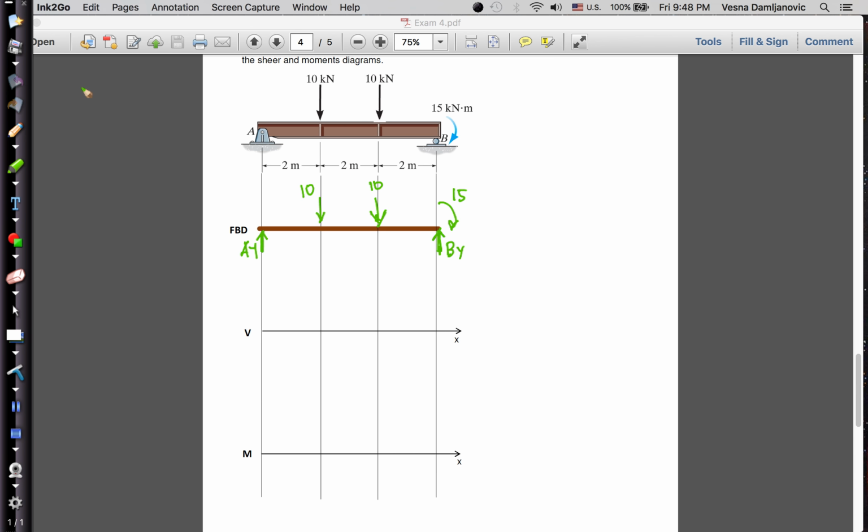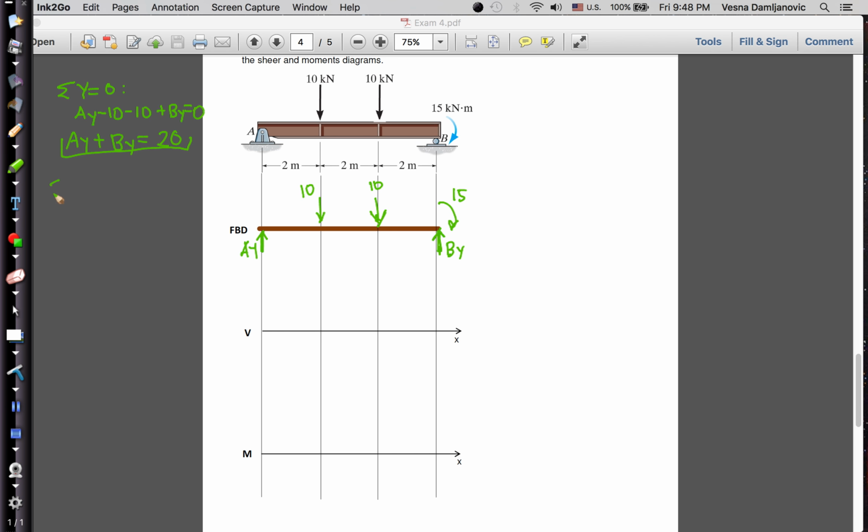I'm going to write here to save some space. So sum of y's is equal to 0, okay? And so that means that AY minus 10, I'm just going from left to right, minus 10 and plus BY is 0. And from that we see that AY plus BY is equal to 20. So that's our first equation we're going to use.